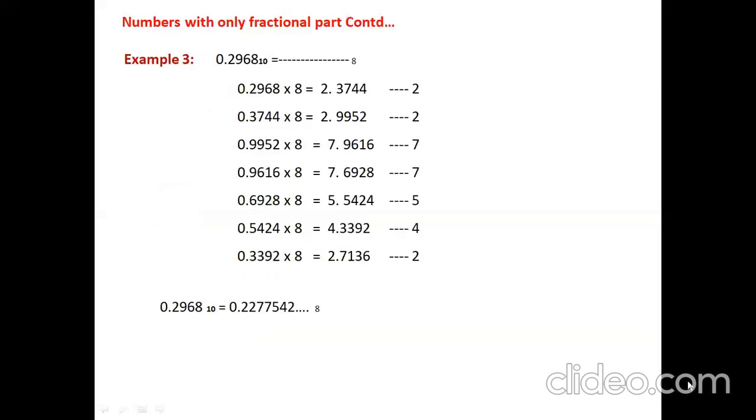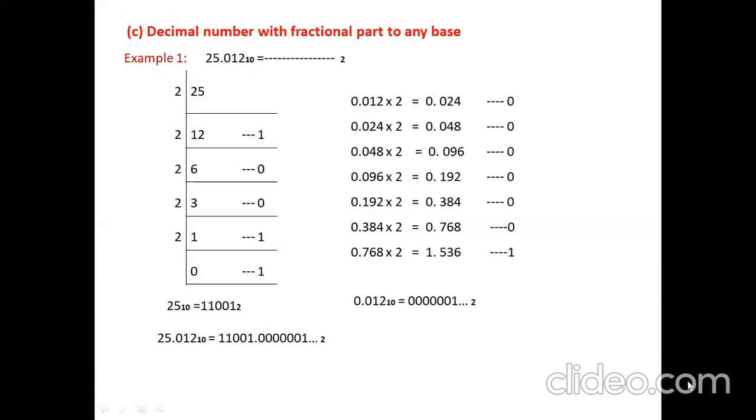Now coming to example 3. This is 0.2968, which you have to convert to base 8. Again you follow the same procedure, and if in the end you do not get the exact value, you can stop at the 8th or 9th step and write 0.2277542 dot dot base 8. It is enough, and you write the result from top to bottom. Okay, that is regarding numbers with only a fractional part.